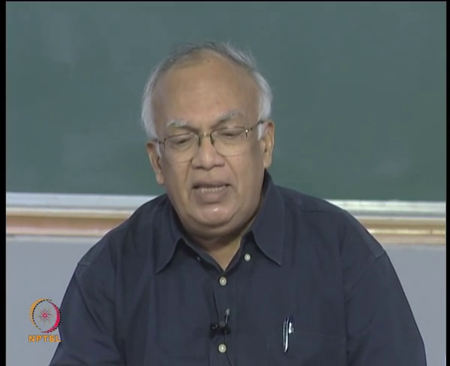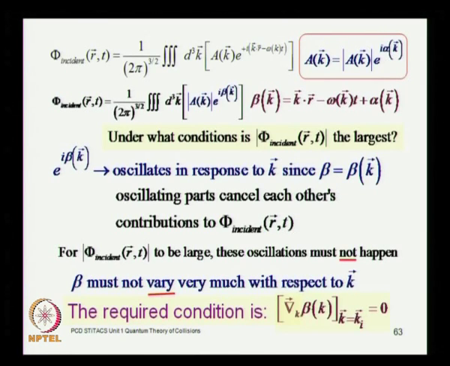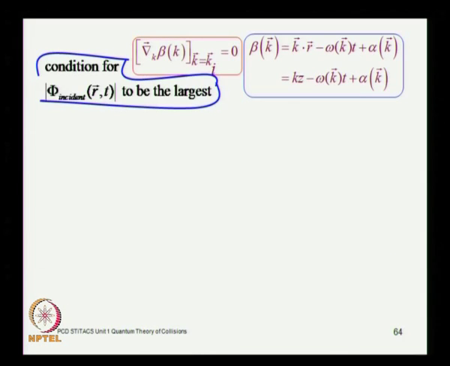And if beta is not to change very much with k, what it means is that the gradient of beta with respect to k must vanish. So, that is the mathematical condition that must be satisfied, so that you have a net wave packet. This is the condition that you are looking for, and let us ask if this condition is satisfied. This is the condition for the incident wave packet to be the largest. This condition is that the beta gradient with respect to k must vanish.